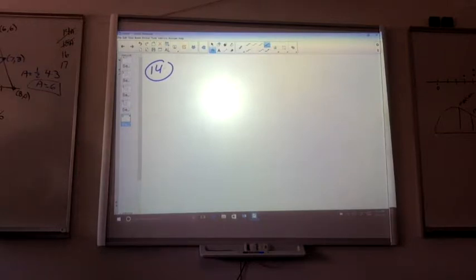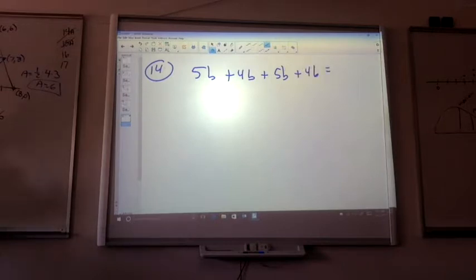The sum of the measures is 360 degrees. So my measures of this shape, I have a 5b, I have a 4b, I have a 5b, and I have a 4b. And they tell you that if you were to add up the interior angles, the sum of the angle measures is 360 degrees.